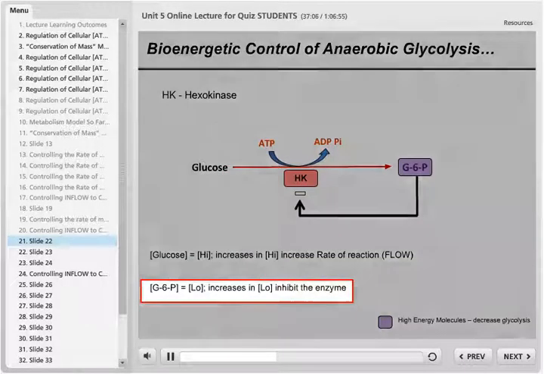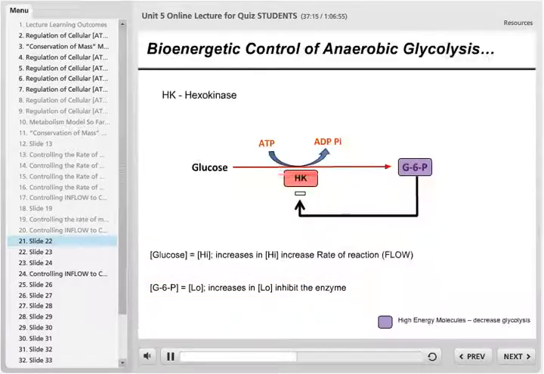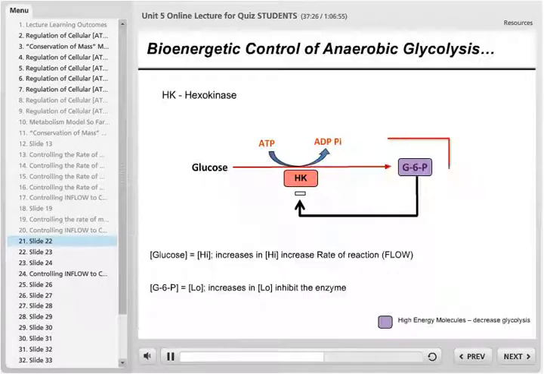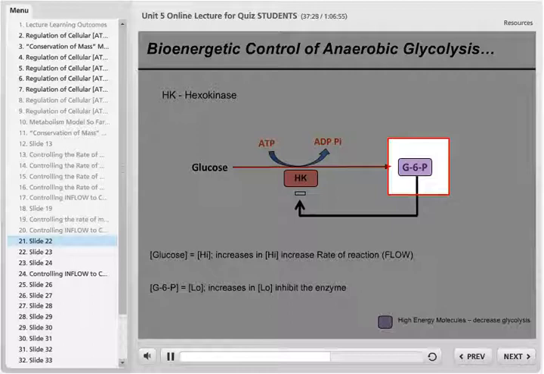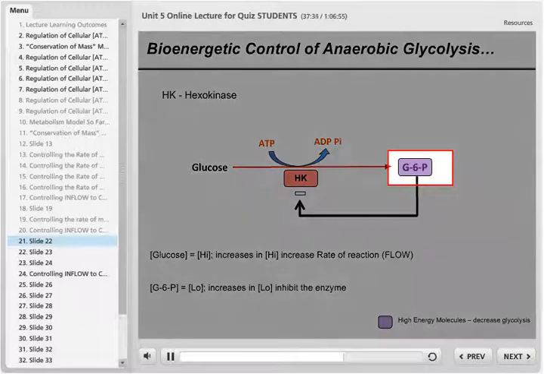On the low side, increases in glucose 6-phosphate work through product inhibition. And that's identified here, the effect of glucose 6-phosphate. The other thing we're going to start to talk about now is what we call high versus low energy molecules. And glucose 6-phosphate here we code as a high energy molecule. In other words, this is representing that there's a lot of the substances that represent stored energy bonds.